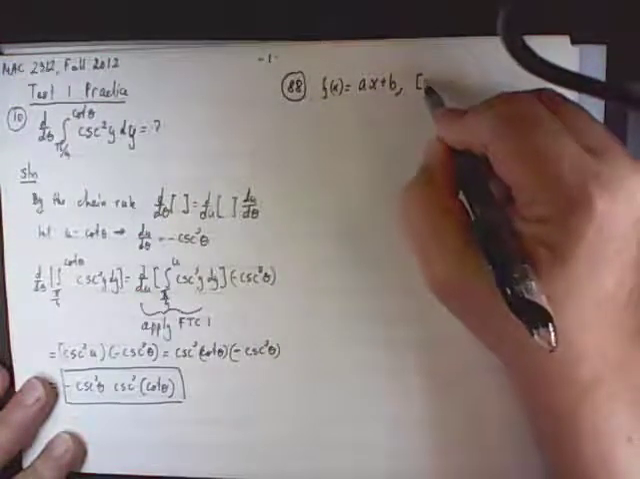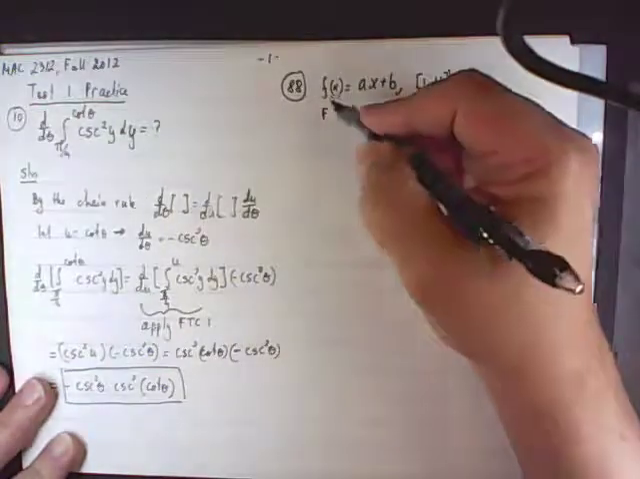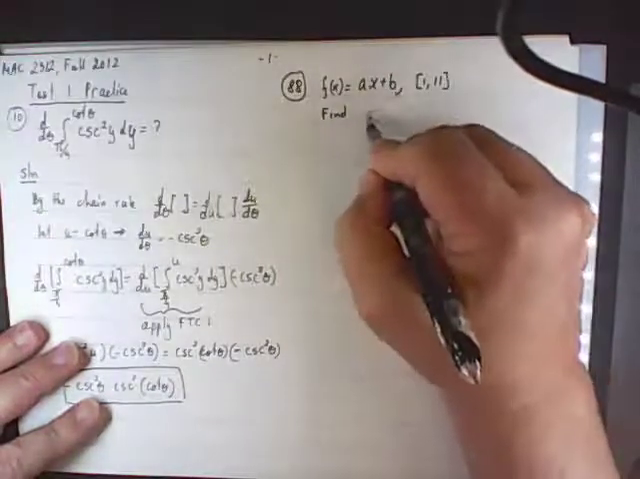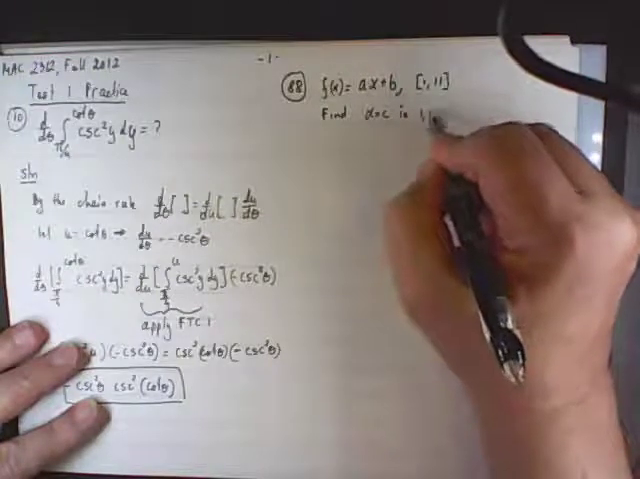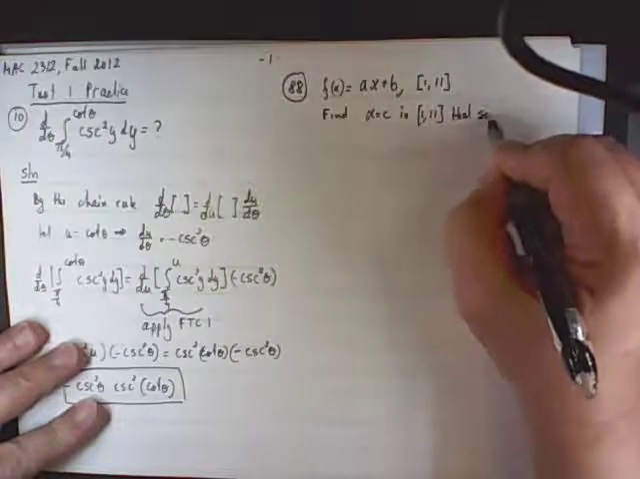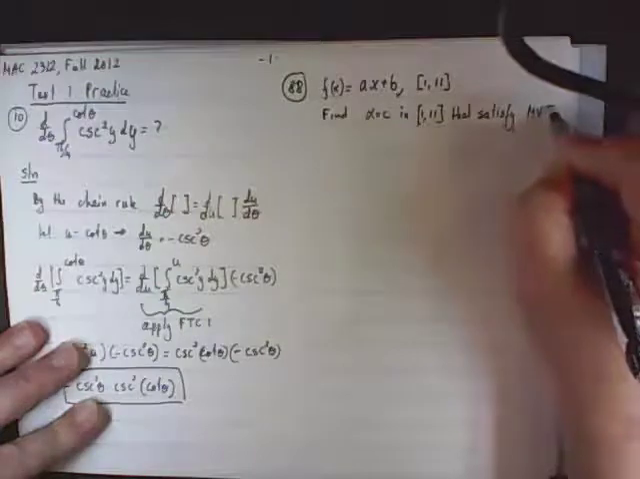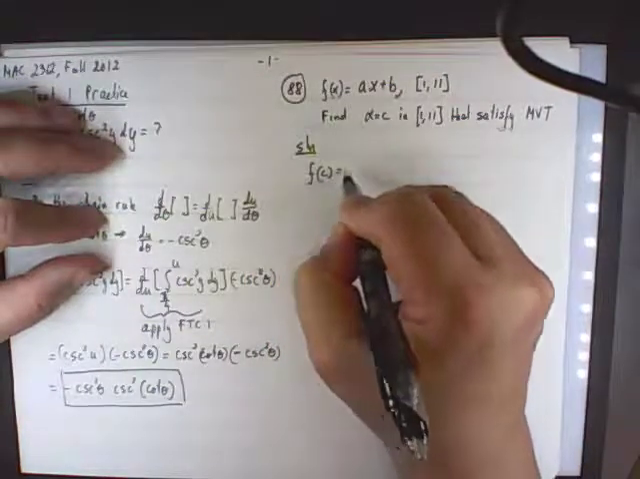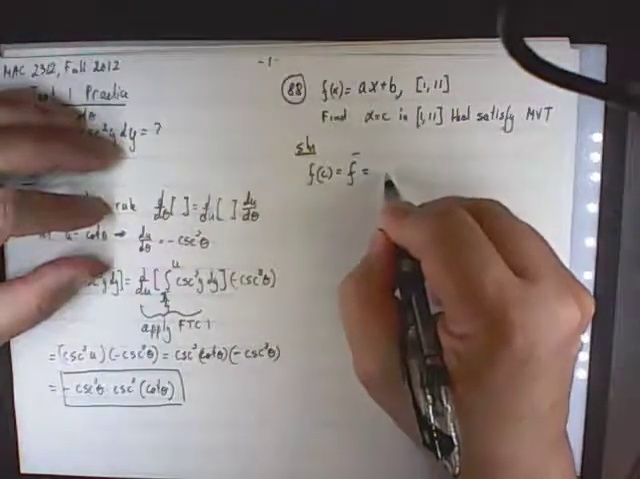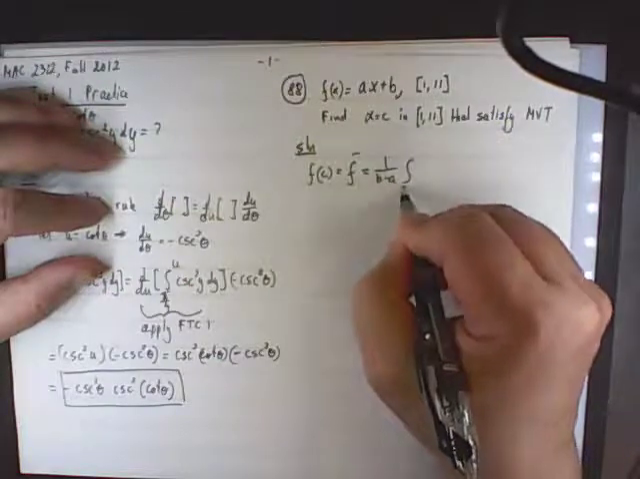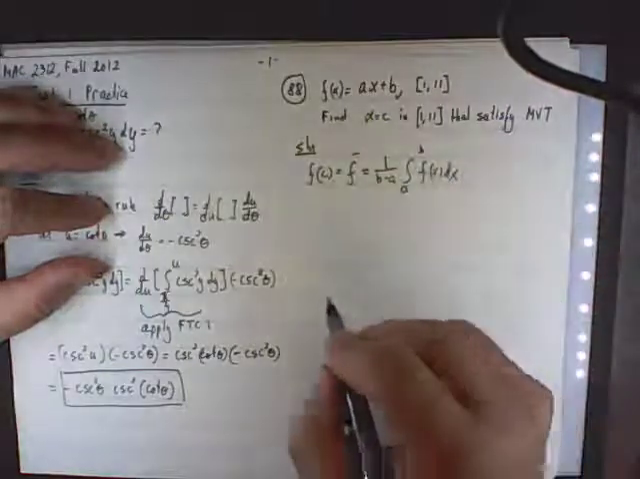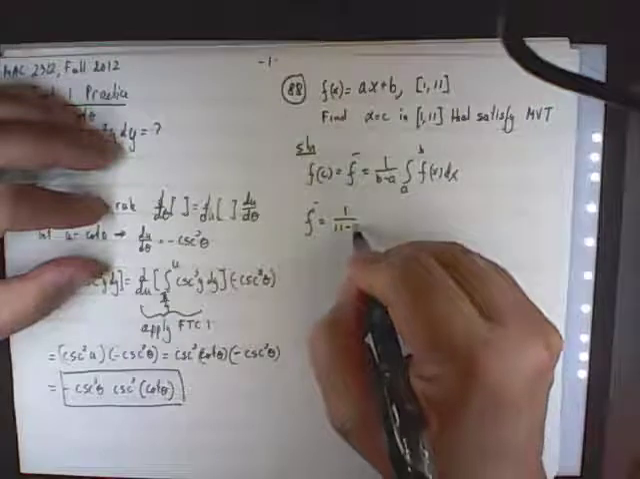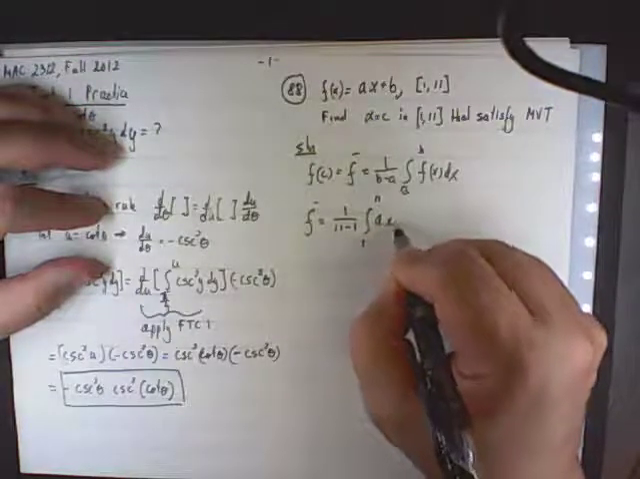That was the math. On the interval 1 to 11, find x equals c in 1 to 11 that satisfy the mean value theorem. Okay, the solution: what we really want is f of c to be equal to f bar. And f bar is 1 over b minus a, the integral from a to b of f of x dx. So we need to evaluate f bar. F bar in our case would be 1 over 11 minus 1 times the integral from 1 to 11 of ax plus b dx.